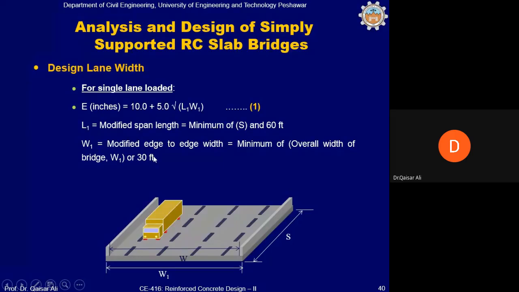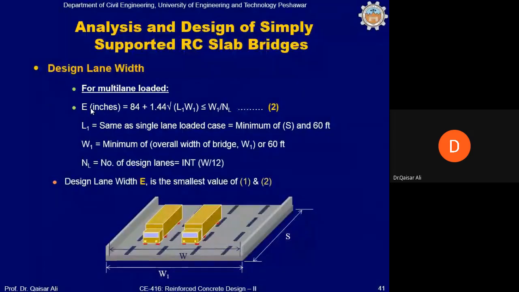W1 is the modified edge-to-edge width, the width of the bridge. It is taken as the minimum of the overall width of the bridge or 30 feet. So let's say if the overall bridge width is 40 feet, then the minimum is 30 feet, and it will be taken as 30 feet. However, if the width is 20, then it will be taken as 20. So W1 is the minimum of the overall width of the bridge or 30. This will give us E, which is the design lane width for the single lane loaded case.